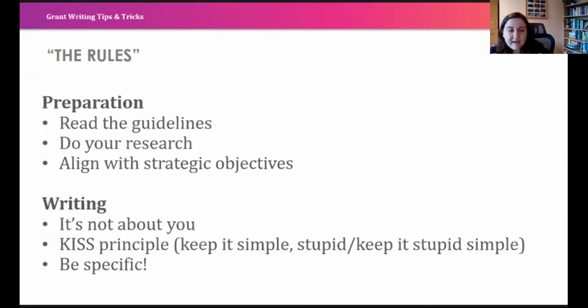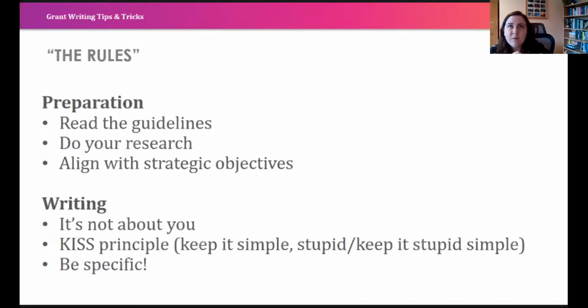Be specific. This is important across the board. As I said, it's things like KPIs, being clear about how many people you are going to reach. All of that kind of stuff is very important. But also be specific in terms of your target group.